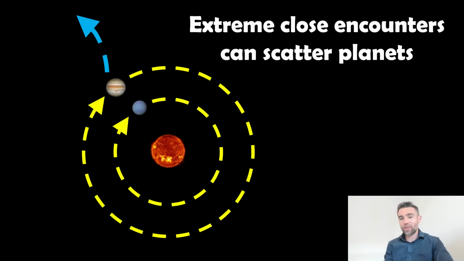And this illustration I've done here is not truly correct because I actually put the larger planet being scattered. But in a true encounter, it would be the smaller one, not the bigger one, which would then have the more significant change in its orbit.